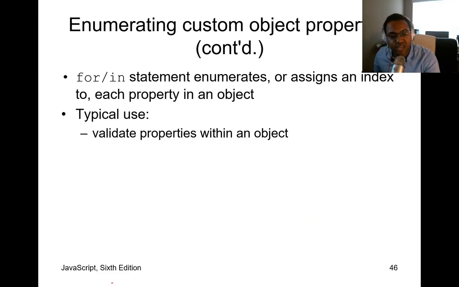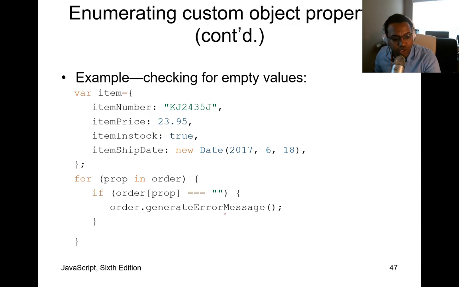So, the for statement enumerates or assigns an index to each property in an object and validates the properties within that object. Or it can be used to validate those properties. So in this case, for prop in order, what it's essentially doing is looking to see if a specific property has an empty string. And if it does, generate an error message. Obviously, it doesn't have an empty string, so it will not generate an error message.